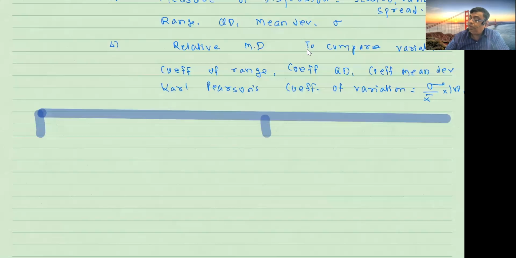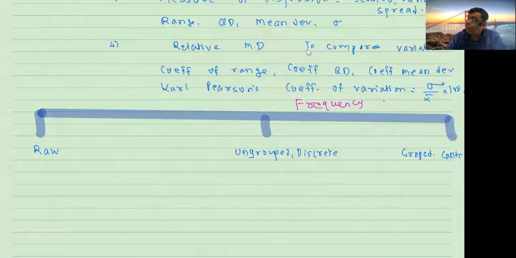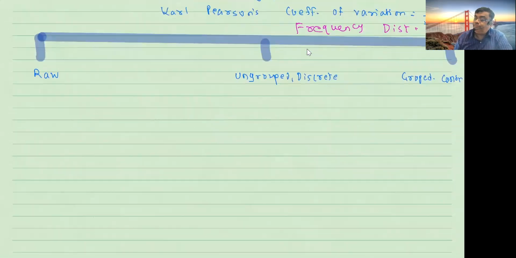The raw data. Raw data. Ungrouped or discrete frequency distribution, and the grouped or the continuous frequency distribution. Of these, the last two are the frequency distributions.